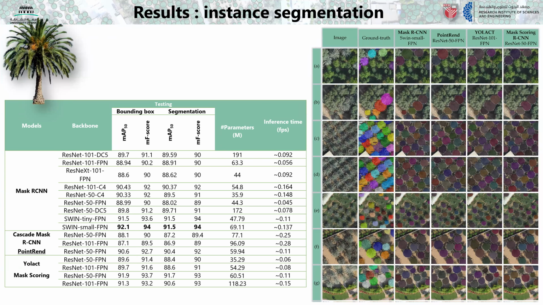So in terms of the instance segmentation, I'm running out of time, so I will try to go swiftly here. For the instance segmentation, this is the proposed method, which was based on Swin Transformer, feature pyramid network, and slicing aided hyper inference model.